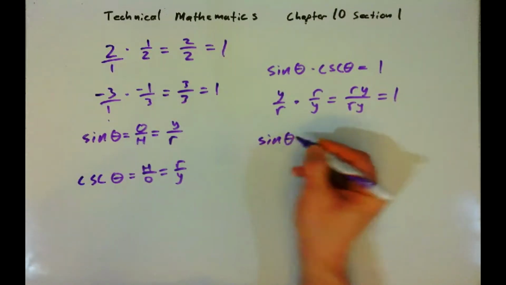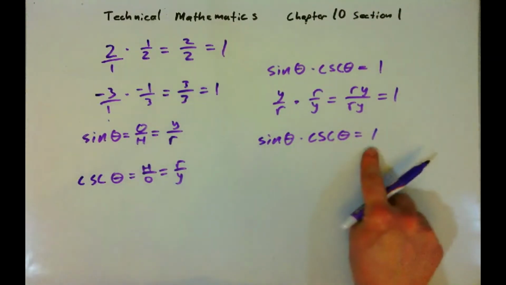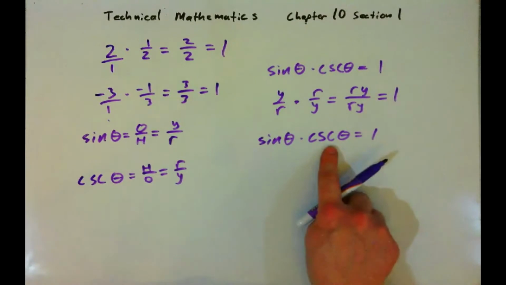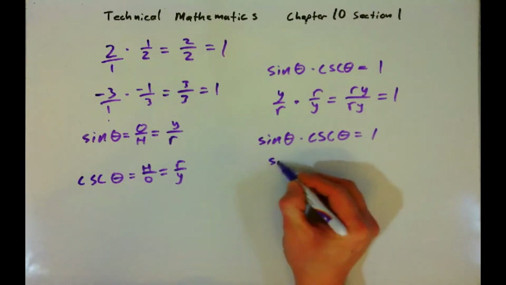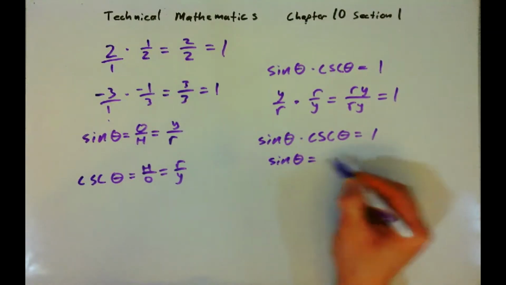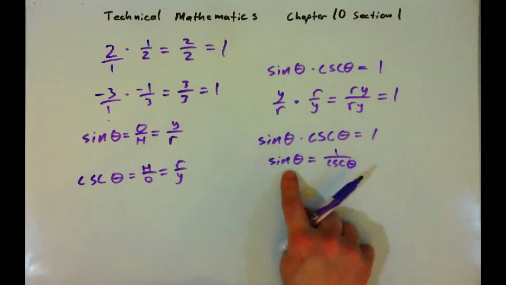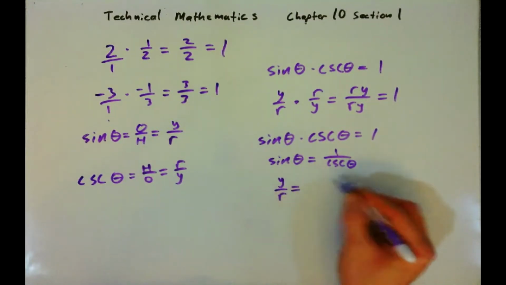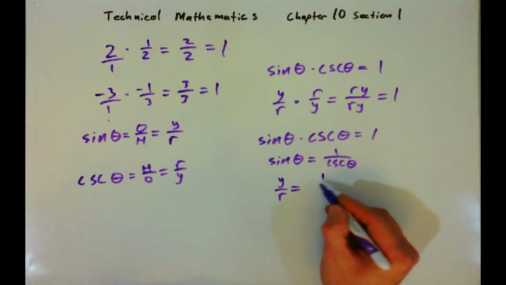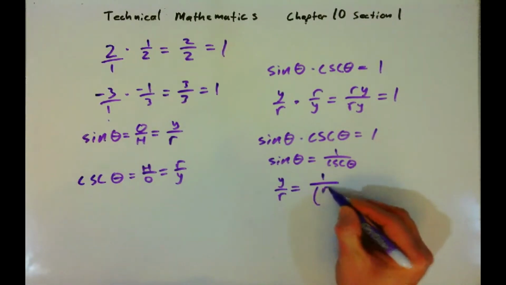And so let me rewrite this. The sine of theta times the cosecant of theta is equal to 1. And so I can divide both sides by the cosecant. And if I do that, I will get the sine of theta is equal to 1 divided by the cosecant, which is a true statement. And that is because the sine of theta, again, is y over r. And this should be equal to 1 divided by the cosecant, which is r over y.